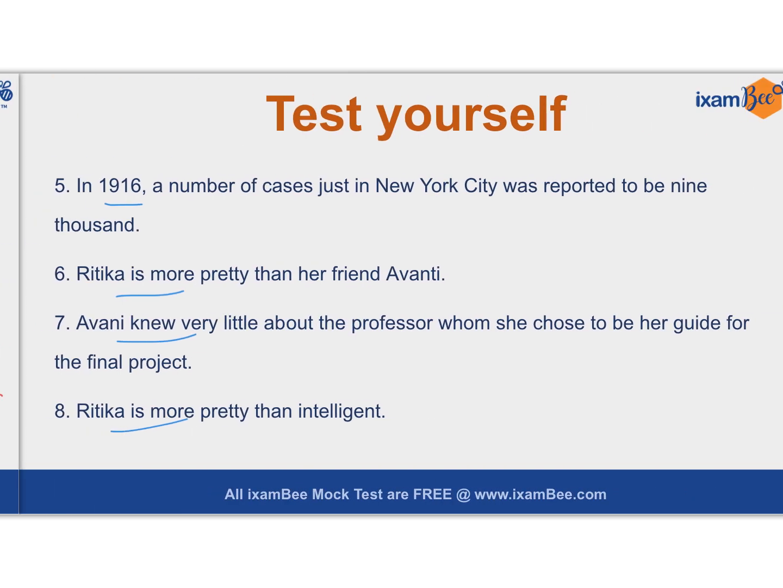Next sentence. In 1916, a number of cases just in New York City was reported to be 9,000. Now, here, what is the mistake? You can see in the first sentence, it was the number of participants. So there the actual subject was the number, which was singular. But here, if you see carefully, it is not the number, but a number. And a number of means some, which is plural. So with a number of cases just in New York City, was is wrong here. It should be were.